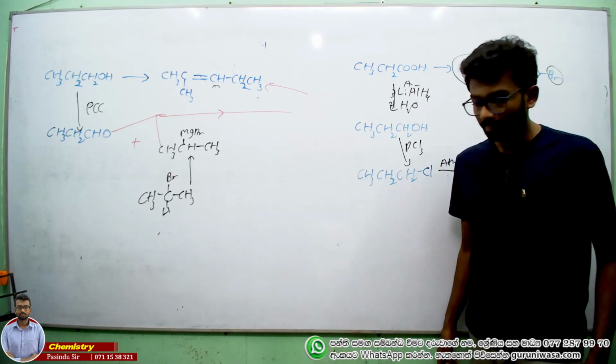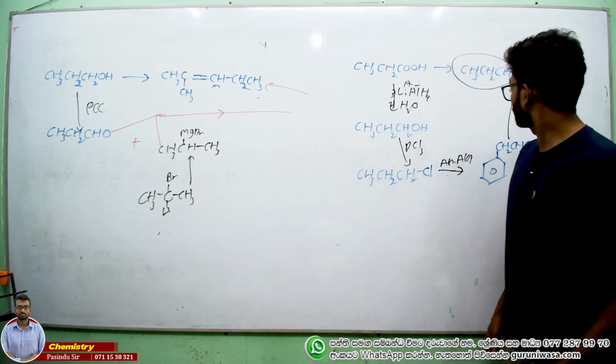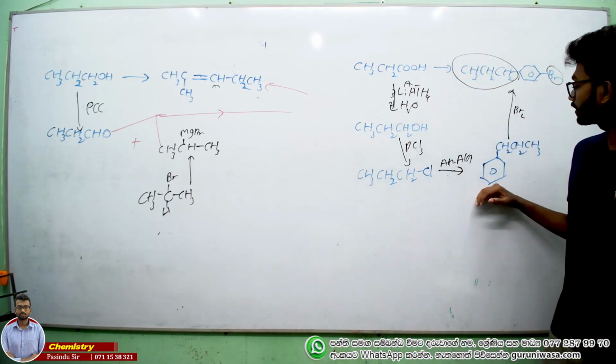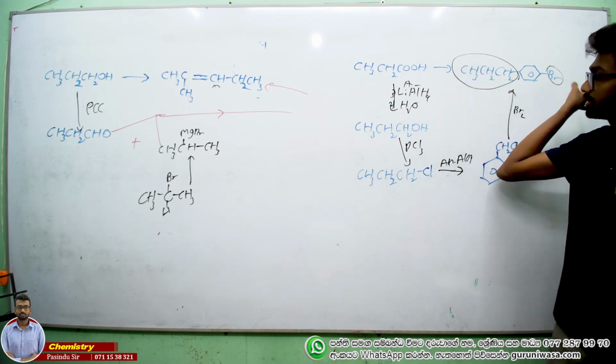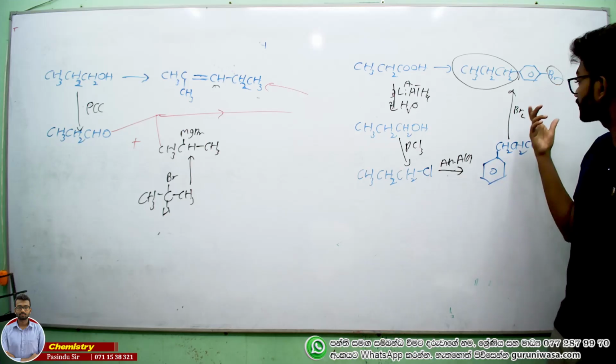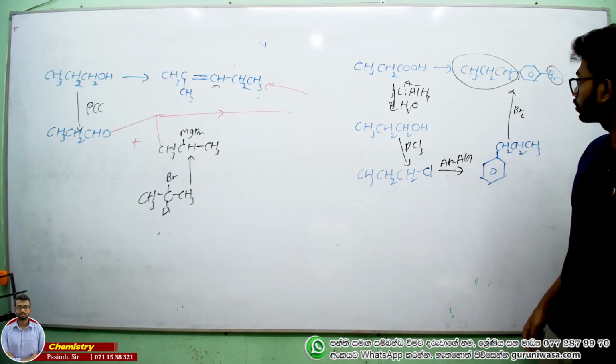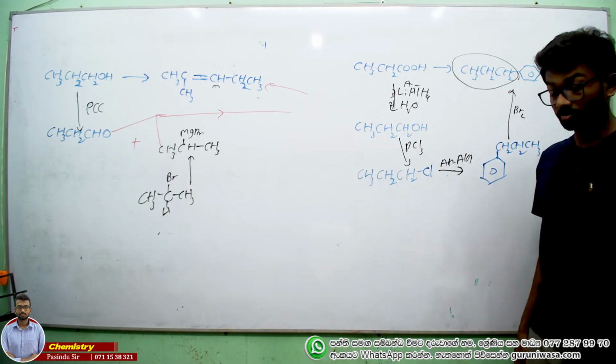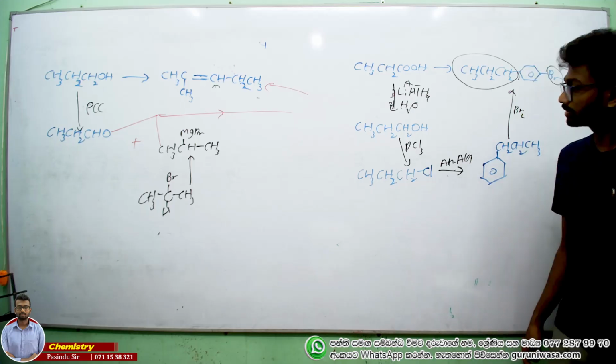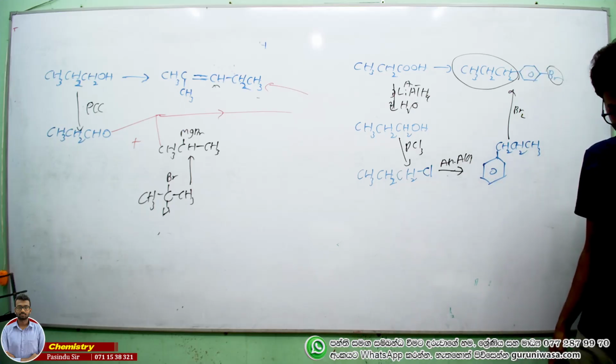Okay. Here it's easy, right? Same thing. Here it's horizontal, and in mine it's vertical. Then add Br, then Br goes into ortho. Sorry, not ortho, para position. Right. Next one.